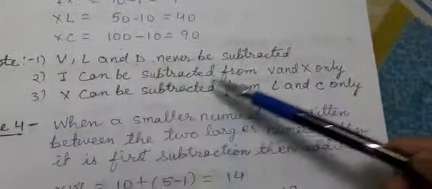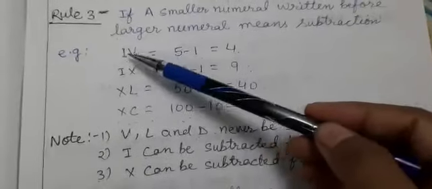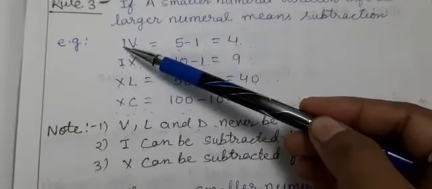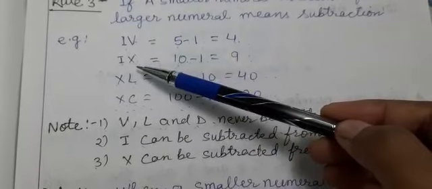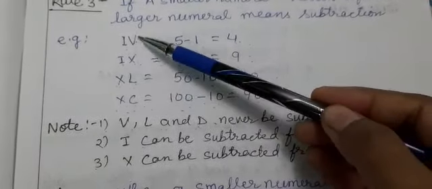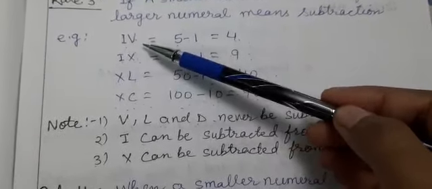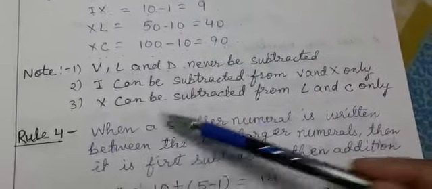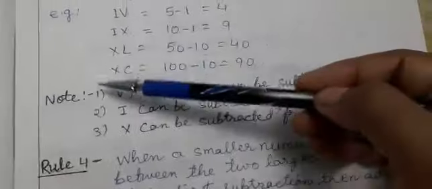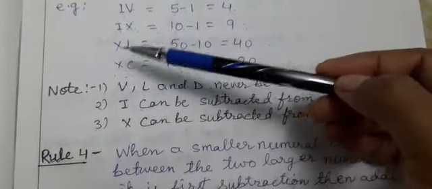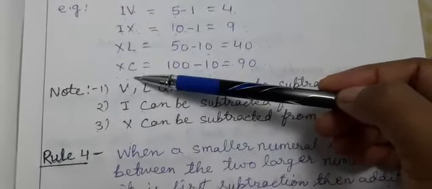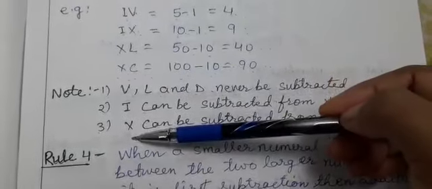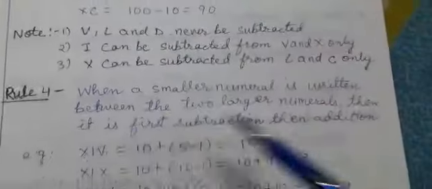I can be subtracted from V and X. The symbol I can only be subtracted from V and X. Other than V and X, I cannot be subtracted from other symbols. X can be subtracted from L and C only. Other than L and C, X cannot be subtracted from other symbols.